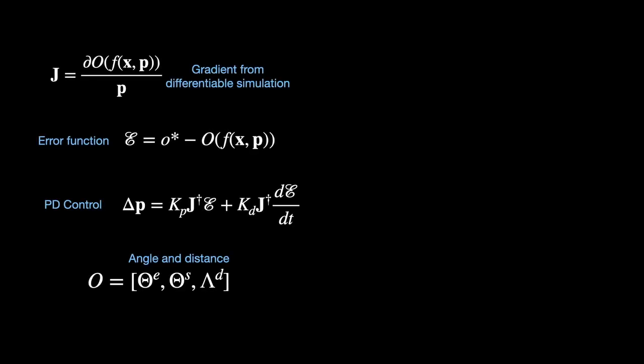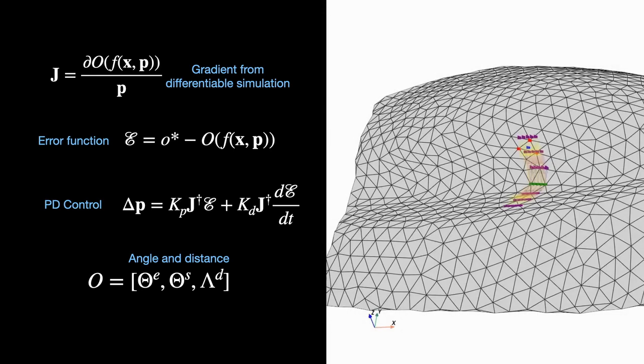To do that, we take advantage of a differentiable physics simulation for tissue modeling and gradient computation to get the Jacobian information, which enables us to perform visual-servoing control. The visual exposure of a dissection site is quantified with angle and distance measurement.